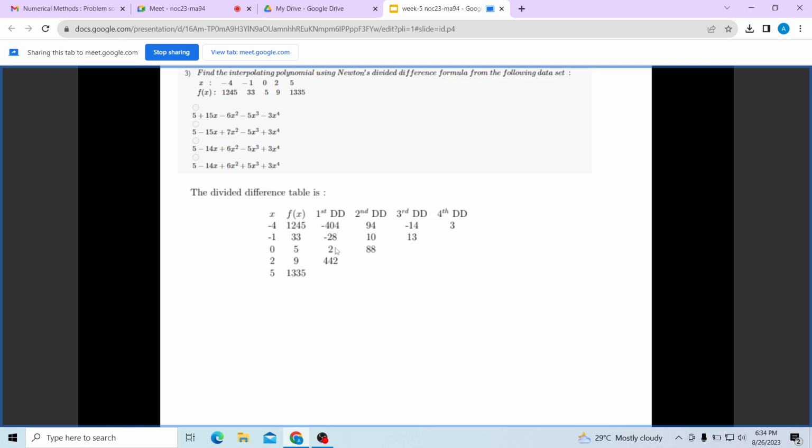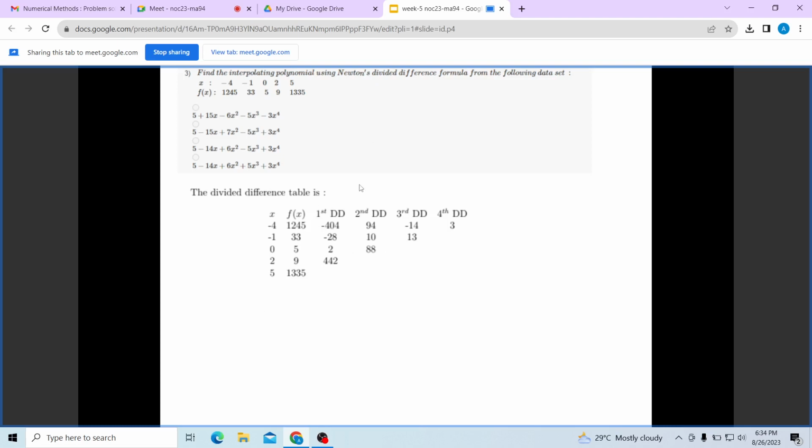So you'll get 2. That is 4 by 2. That is 2. Now next term, how will you get it? So 1335 minus 9 divided by 5 minus 2. So you'll get 442. Okay. So this is how you will get the first divided difference column.